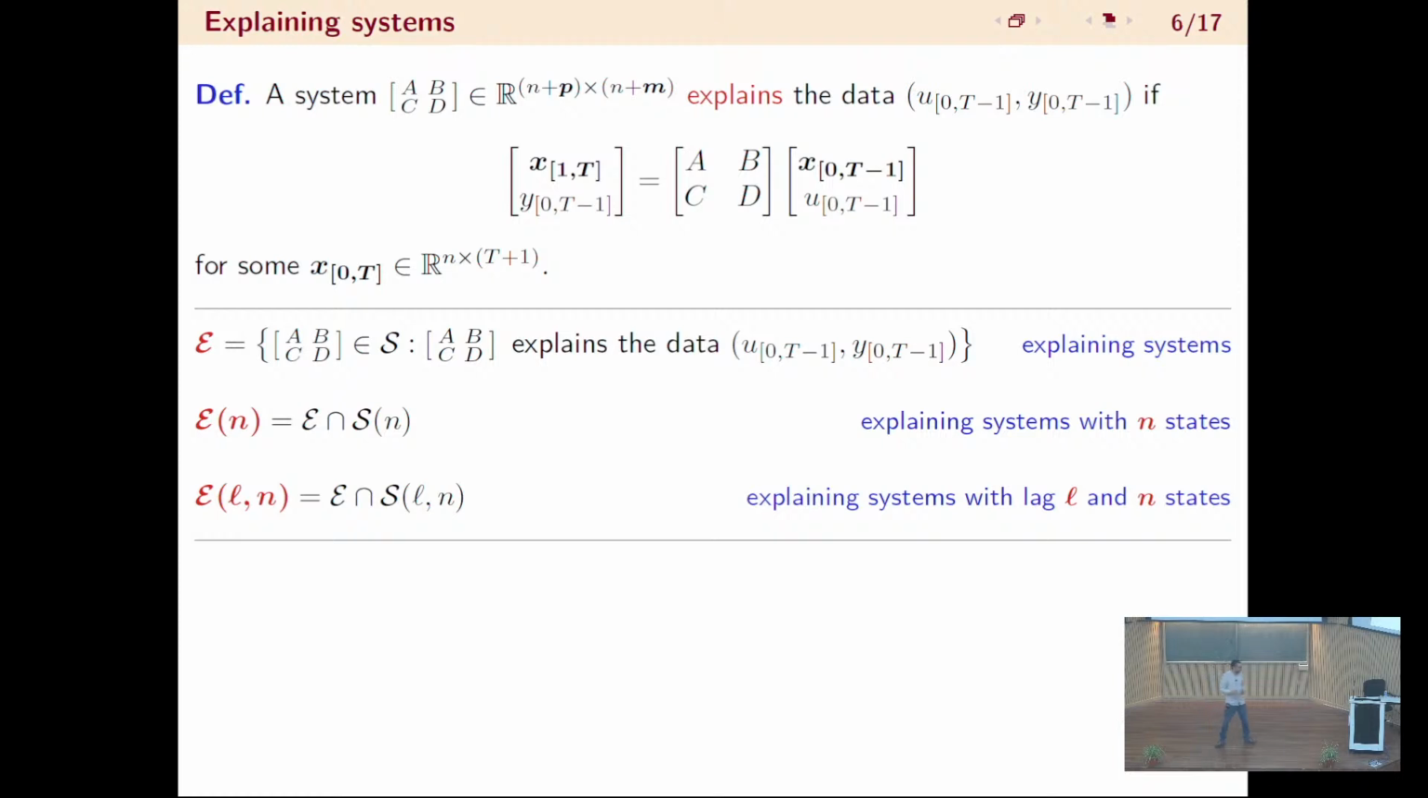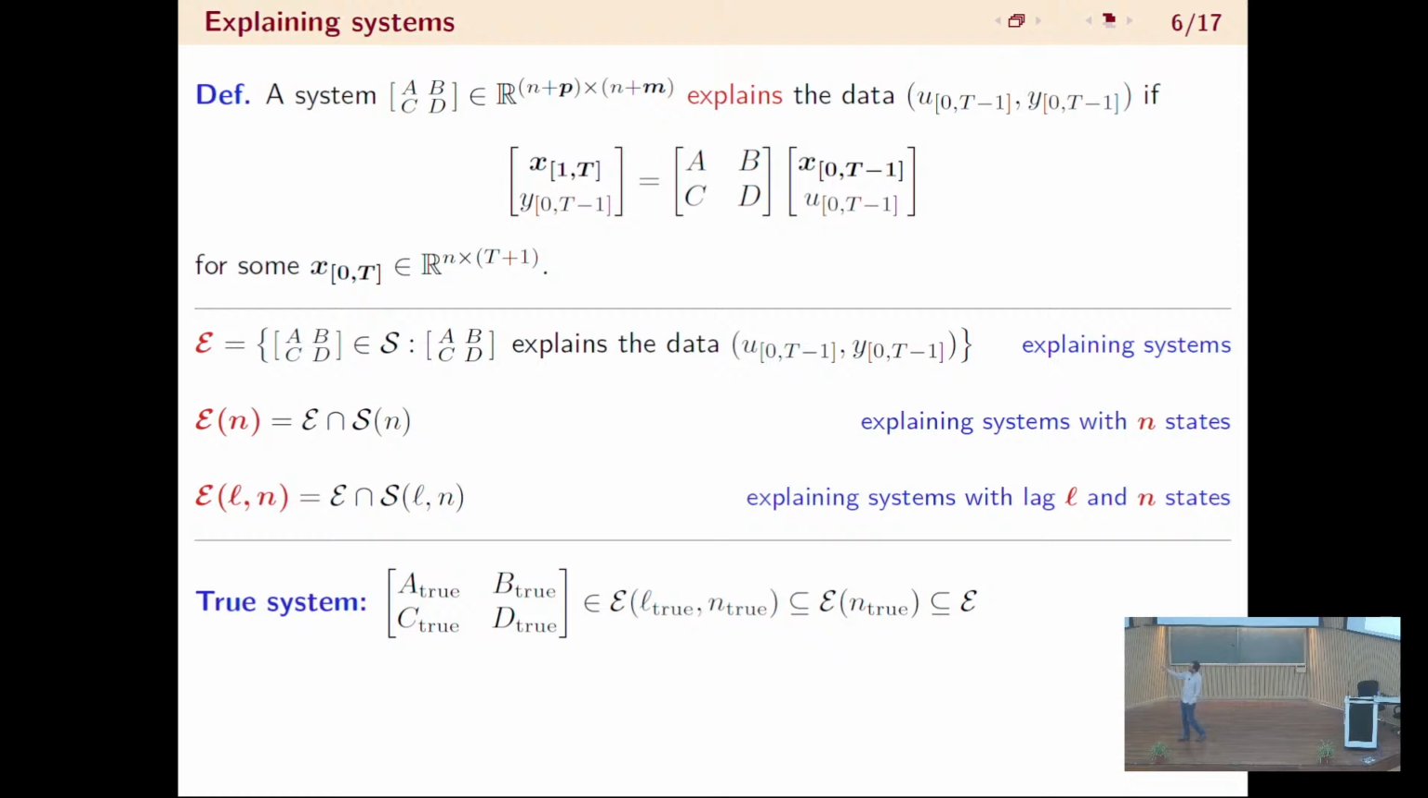But the problem, of course, well, since the data are generated by the true system, then the true system is an explaining system with lag L true, state space dimension N true. And the other inclusions are obvious.